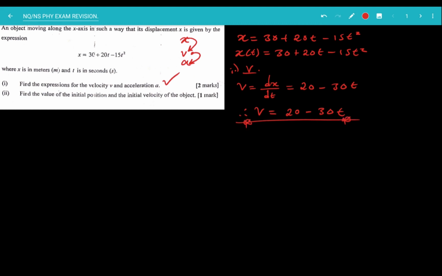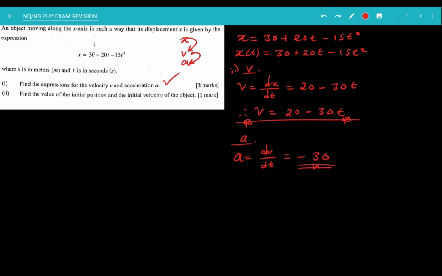Now doing the same for the acceleration, we know acceleration is equal to the change in velocity over some time. What we'll do is differentiate what we have here. So differentiating 20 would be 0, differentiating minus 30t would be minus 30. And this will be our acceleration expression. I know it's supposed to be an expression, but after differentiating we're not really having other variables. So minus 30 as a constant is our answer. That's why it was even literally like 2 marks.